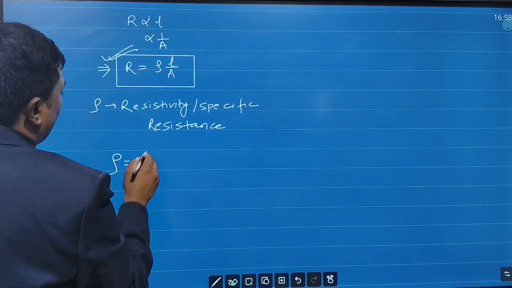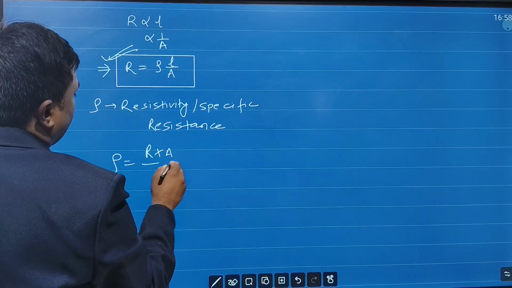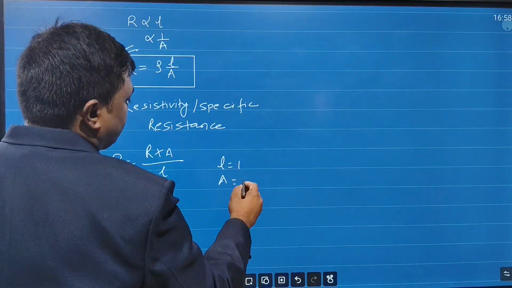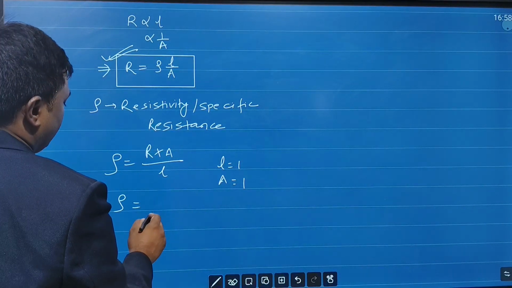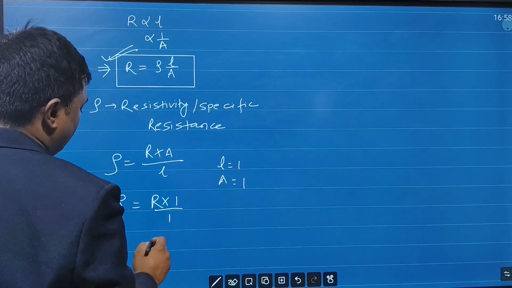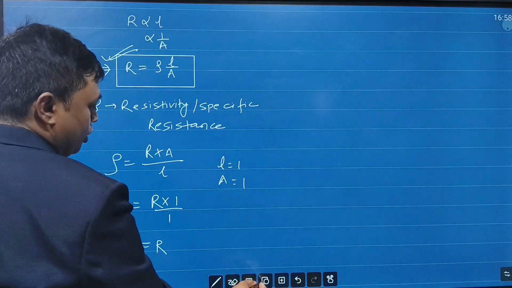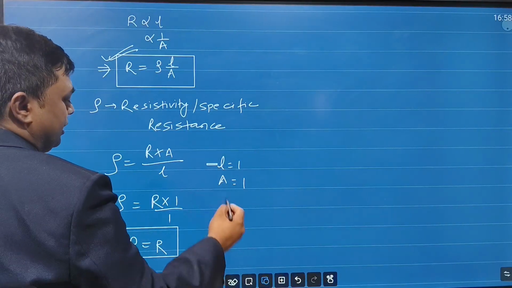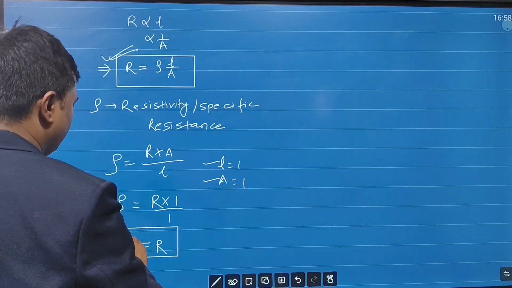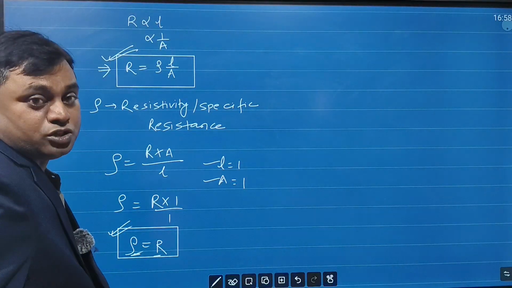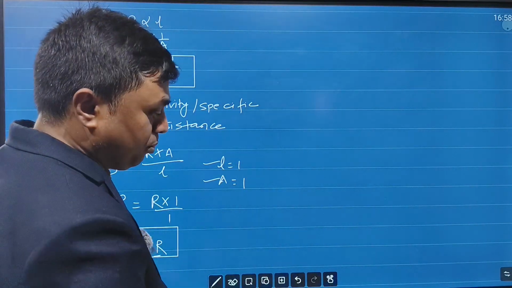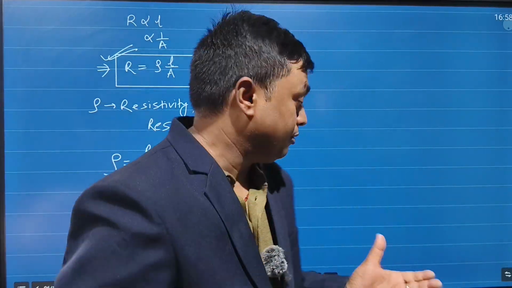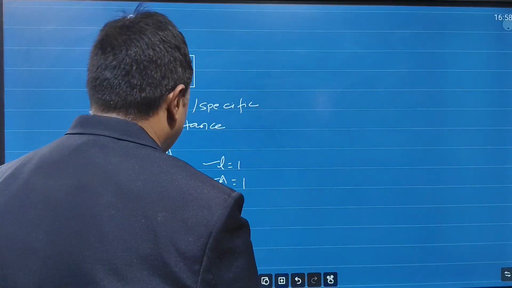So from here we can write rho equals R into A upon L. Now consider the length of the wire is 1 meter, unity, and the area of cross section is also 1. Then rho equals R into 1 by 1. So resistivity is nothing but the resistance of a wire of unit length and unit area of cross section. It is the inherent property of the material. It is not going to change with length or area of cross section, but it will change with the temperature, obviously.